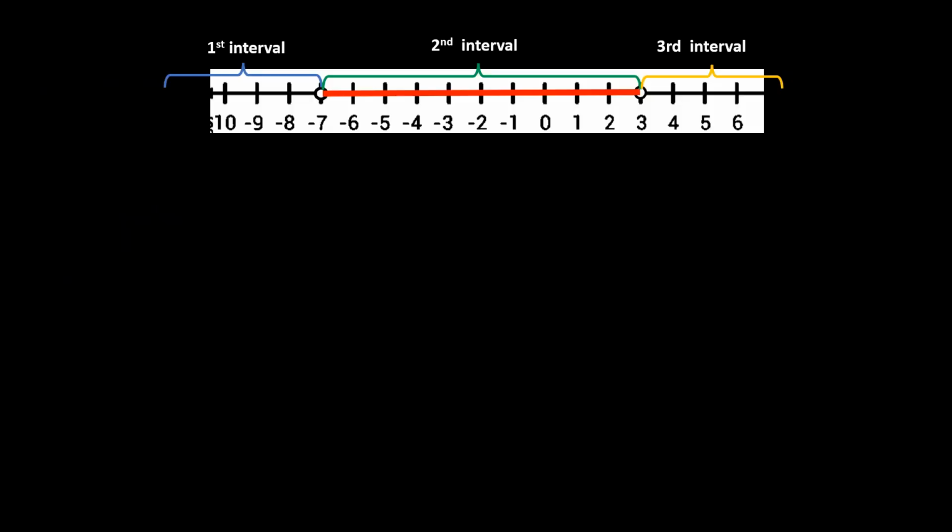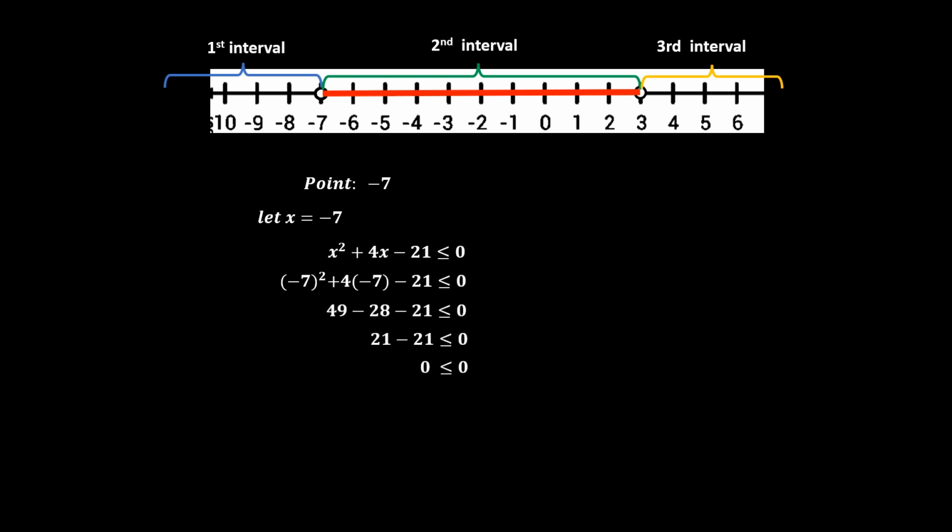We are already done with the intervals. Now let us also test the 2 points which are -7 and +3, to see if they are also solutions to the given inequality. Let's start with -7. Let x be -7. We will undergo the same process just like we have done in the previous solutions. We substitute the value of x, which is -7, until we get the result. The result is 0. Is 0 less than or equal to 0? The answer is true. Therefore, on the number line, the point -7 will be shaded, indicating that it is also a solution to the given inequality.